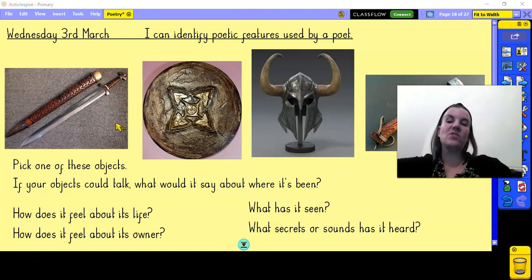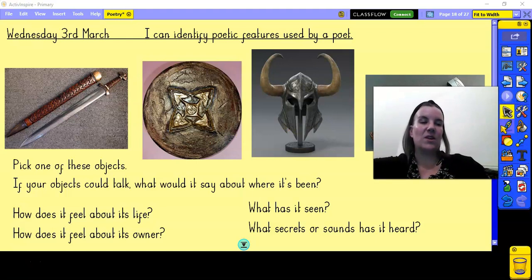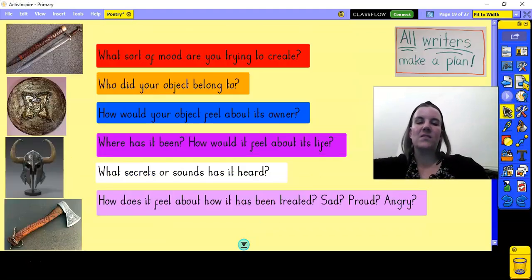Okay, so I'm turning this sword into, it's almost a bit like a person, okay? And we call that personification. When we use an object that doesn't have person features, but I'm going to pretend that it does, okay? And that's another poetic feature. We call that personification. So I want us to start creating a plan together.